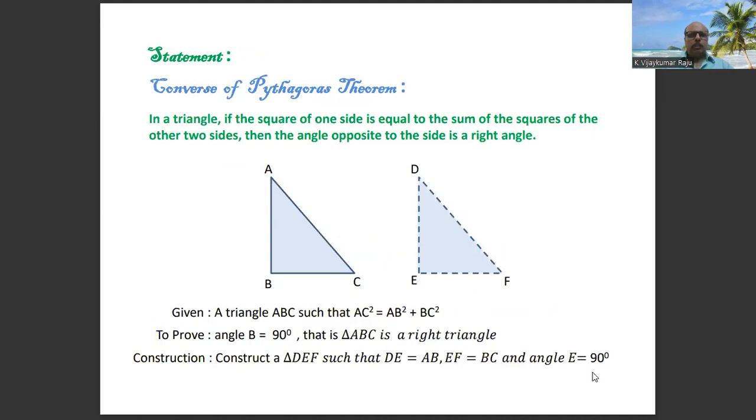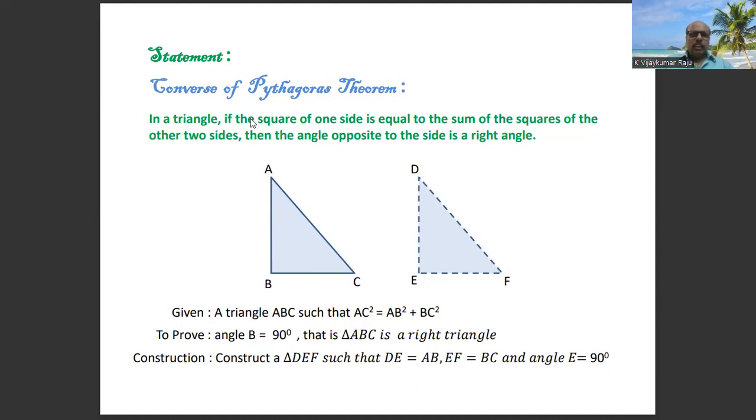Now let us come to the statement. Statement of converse of Pythagoras theorem: In a triangle, if the square of one side is equal to the sum of the squares of the other two sides, that means square of this side is equal to sum of the squares of the other two sides, then the angle opposite the side is a right angle. That means the angle opposite this side, that is this angle, is a right angle. That is the converse. So read the statement carefully.